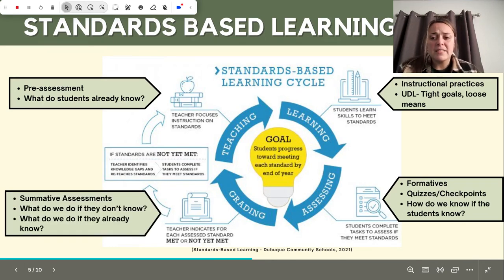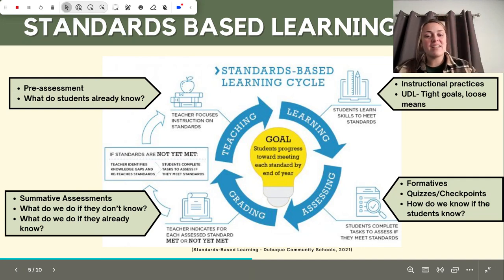And then that final piece is that summative assessment. What do we do if they don't know? We've gotten to the end of the unit, they don't know or aren't showing skills that they're supposed to have. Or what do we do if they already knew it prior to this and this was too easy, boring, and now we've got behavior issues? Because it all ties together.